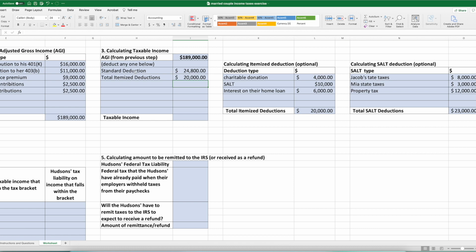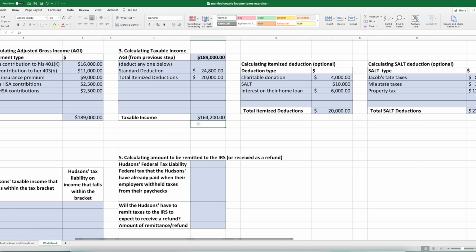So it seems that they would be better off taking the standard deduction rather than the itemized deduction because it is greater. So we're going to take the standard deduction for them. We're going to start with their adjusted gross income and subtract from it the amount of standard deduction allowed by law in 2020, which is $24,800. And if we take the standard deduction, we can't take itemized deductions because we have to choose between the two.